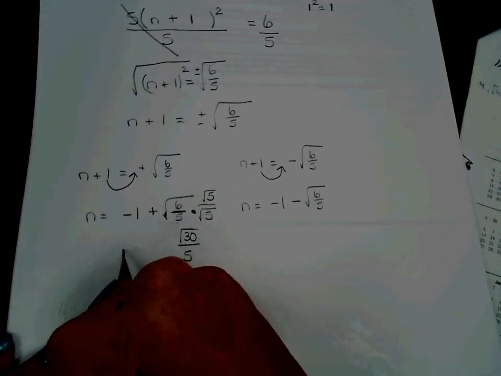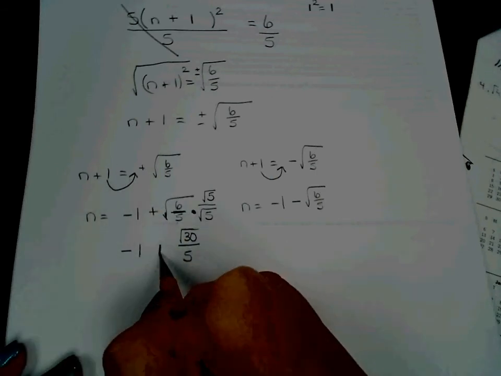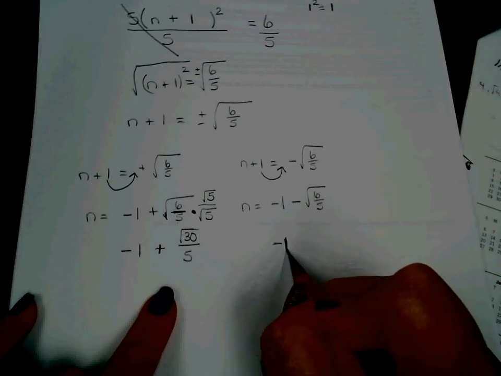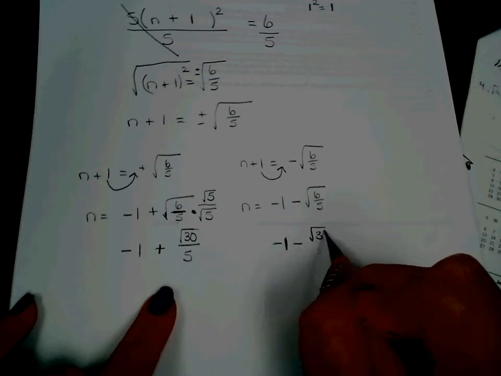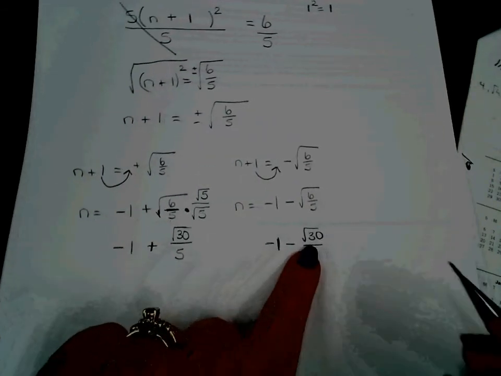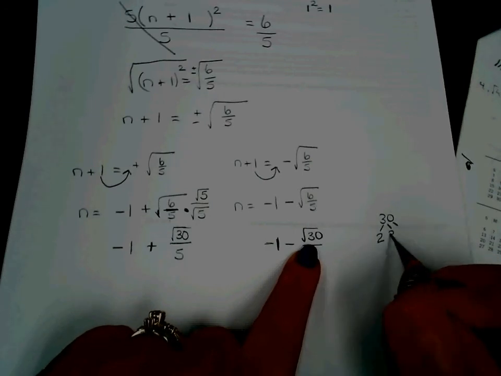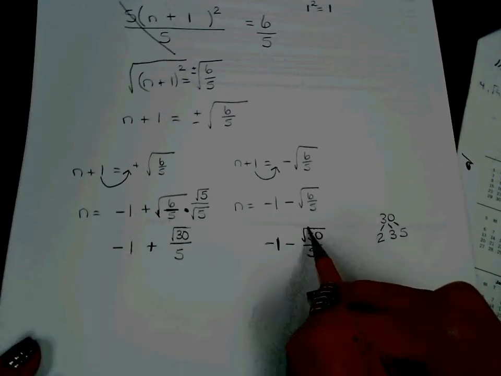Okay? So I have negative 1 plus the square root of 30 over 5. Over here I'm going to have exactly the same thing except with a minus. Now I've got two more steps just to make sure everything's kosher. I've got to see if the square root of 30 will break down. 30 is 2 times 15, and 15 is 3 times 5, so I can't pull anything out of that. Okay, so I can't fix that, so that's one thing that I had to check.